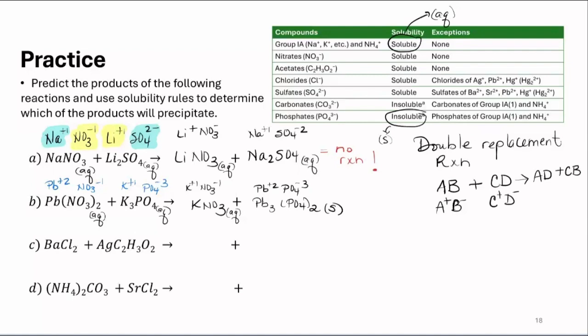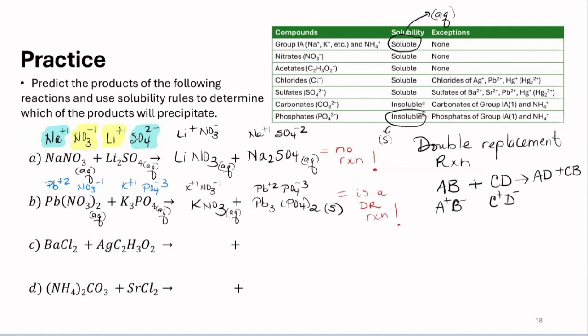So the reaction in B, one of the products will form a precipitate. So that means that this is a double replacement. This is my shorthand for double replacement reaction.